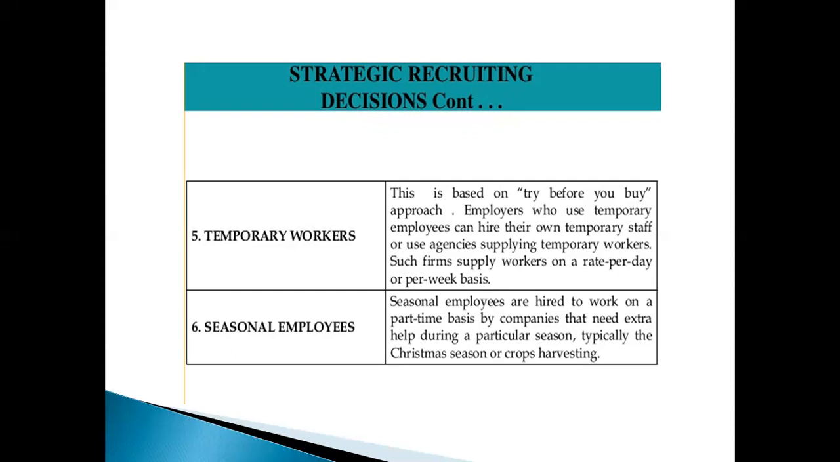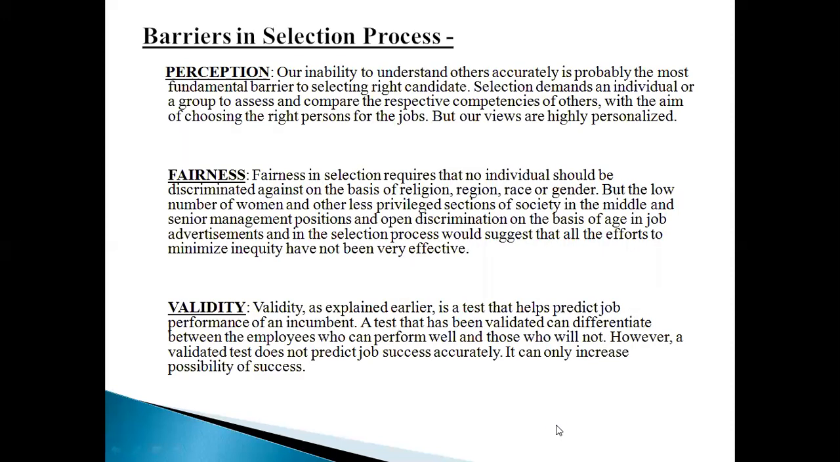Seasonal employees. Seasonal employees are hired to work on a part-time basis by companies that need extra help during a particular season, typically the Christmas season or crop harvesting. Yes, these are the seasonal employees for the particular season only, for a particular duration only. They need the employees for the organization, like the example they have given of the Christmas season and crop harvesting.